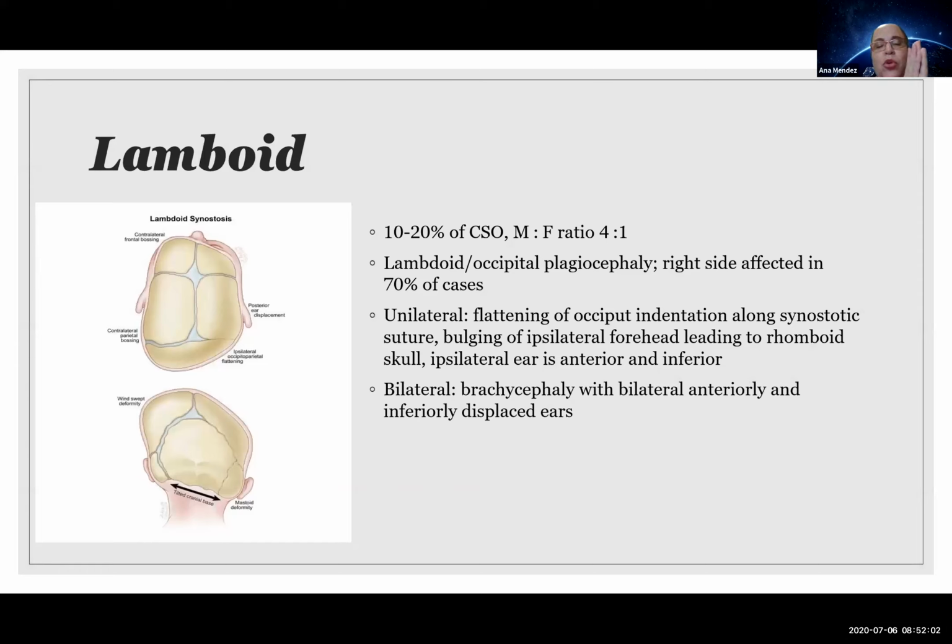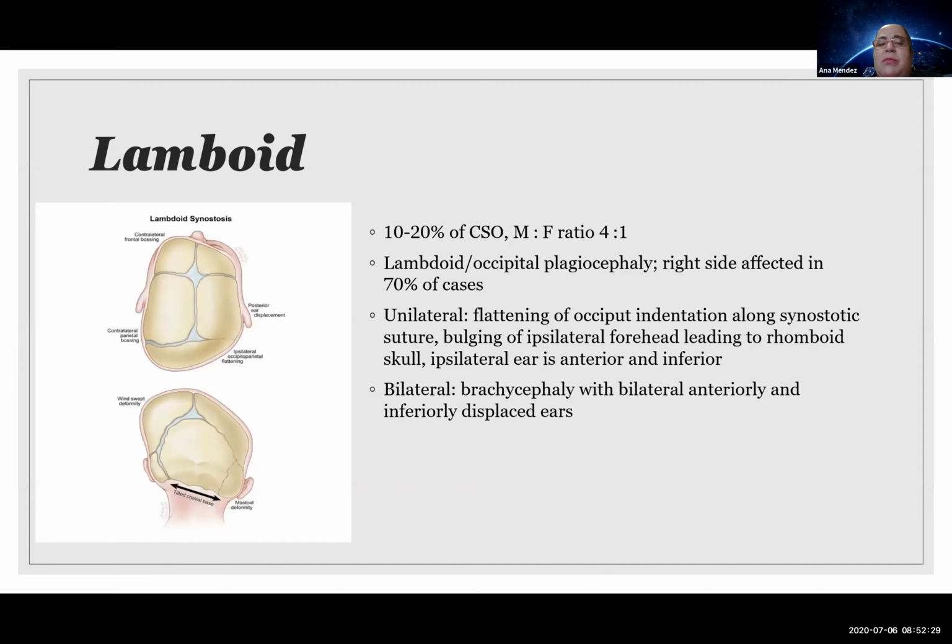Now, a lambdoid plagiocephaly can be either a result of how we position kids nowadays, or it can be a craniosynostosis. So you have to make the difference. It's 20% of the craniosynostosis that we see. It's lambdoid, male to female ratio is 4:1.